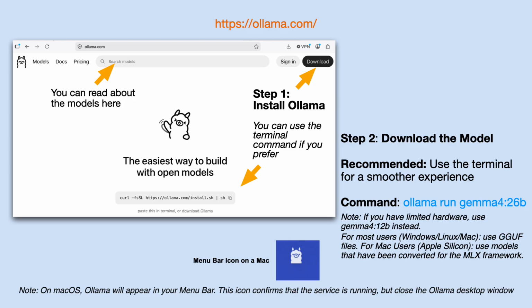Once Ollama is installed, you can download models either through the desktop interface or from the terminal. Both approaches work, but I prefer using the terminal. The download command is also shown here.